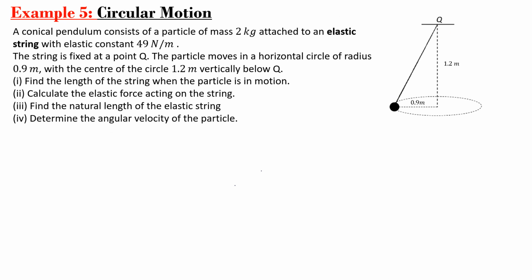Example 5. So this example links very strongly to circular motion. We're looking at a conical pendulum. The difference between this question and the ones we've seen in horizontal circular motion is that we're looking at an elastic string here versus an inelastic one when we're in circular motion. But the process is pretty much the same. We're just going to introduce the element of Hooke's law into this question.